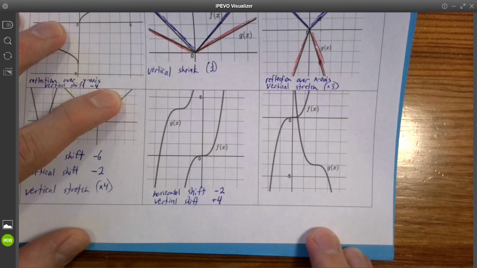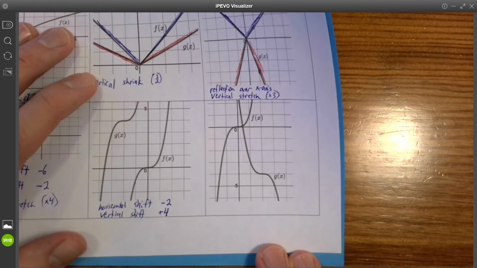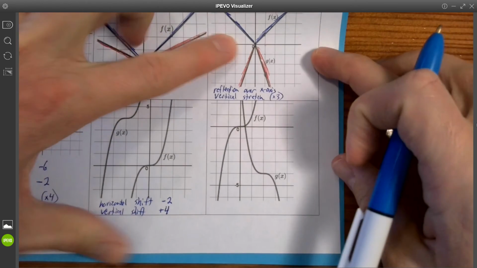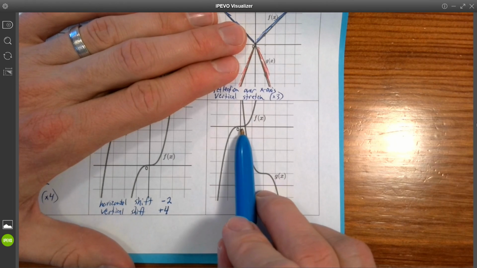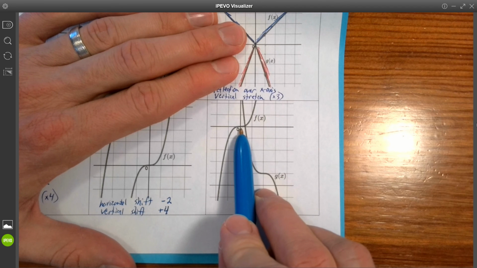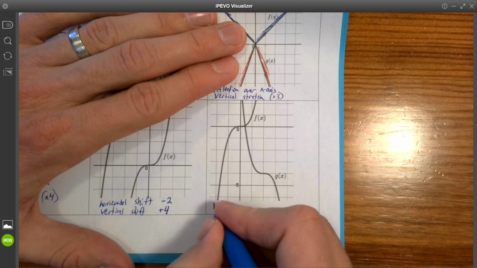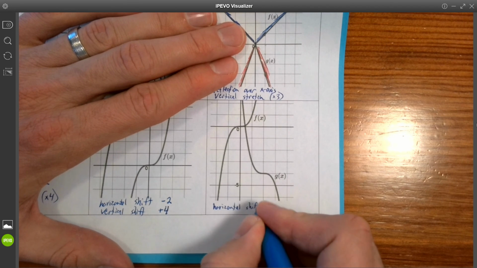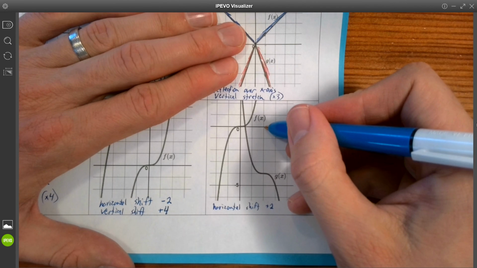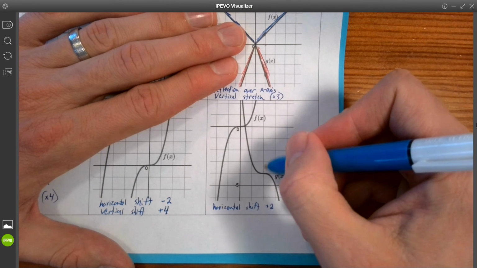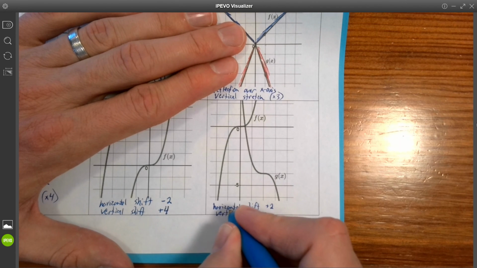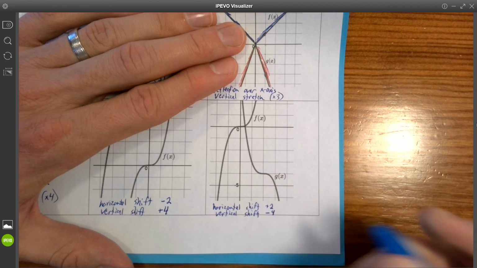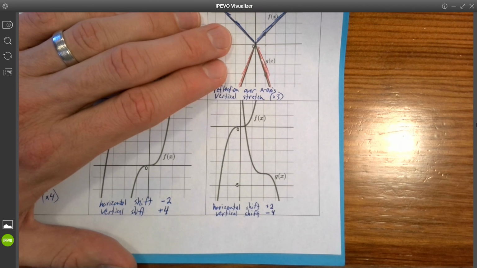All right, one more, and I'll go ahead and tell you that this one does not have a vertical stretch on it either. But what I do have is some translating. So I'm going to translate it to the right. So it sounds like a horizontal shift of +2. So I went to the right 2. And then I went down 1, 2, 3, 4. So vertical shift -4.